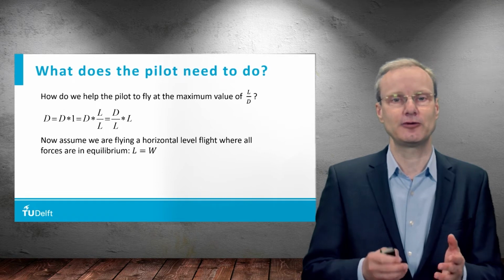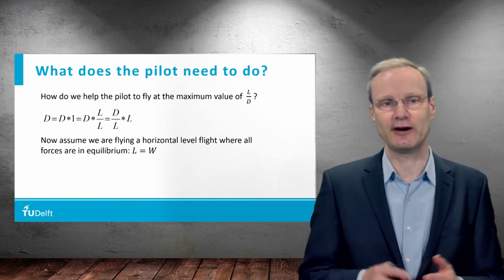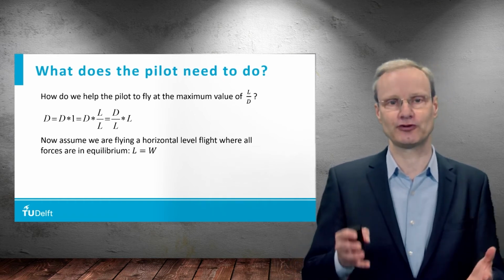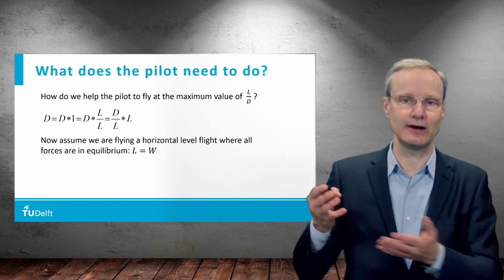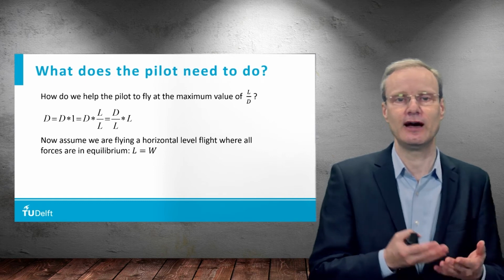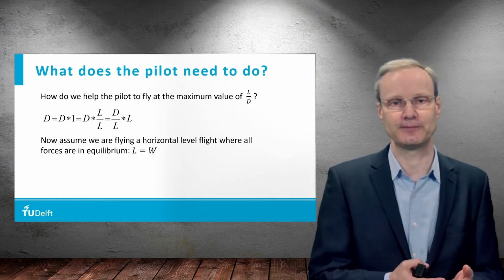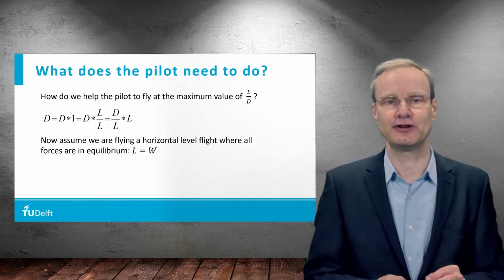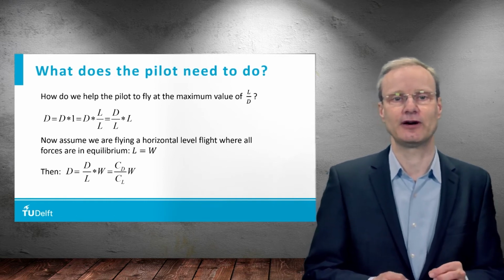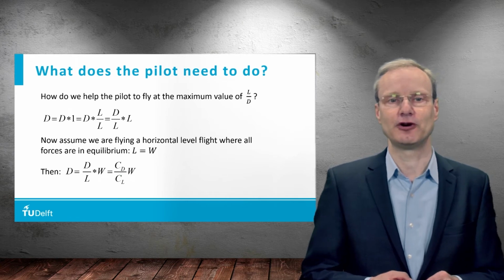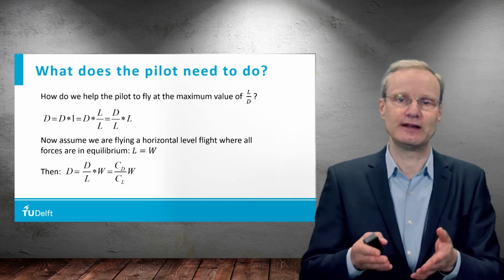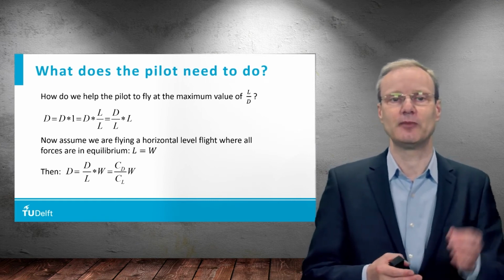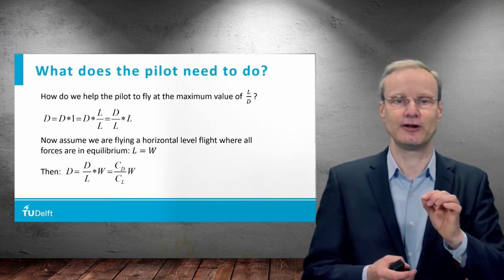Now, we need to make one assumption here. We need to assume that the aircraft is flying in horizontal level flight, stationary flight, where all forces are in equilibrium. The lift force is equal to the weight force, and the drag force equal to the thrust. And then I can replace one of these lift forces in the equation by W. I have done so, and I also now made the switch from lift and drag forces to lift and drag coefficients. So my drag equals CD over CL times the weight.